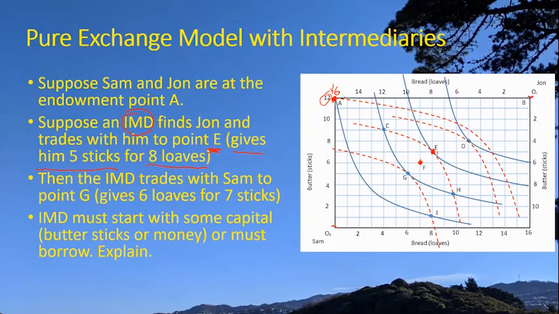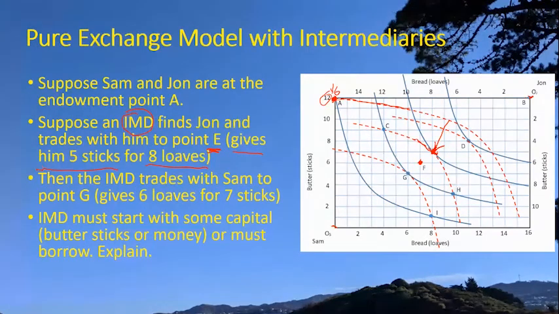Now notice, at point E, John is on a higher indifference curve than he would be at point A. So John's utility is indeed rising in moving to point E. John might go, great, I'm able to make a trade. This is a better deal for me than I had before. He engages with the intermediary.